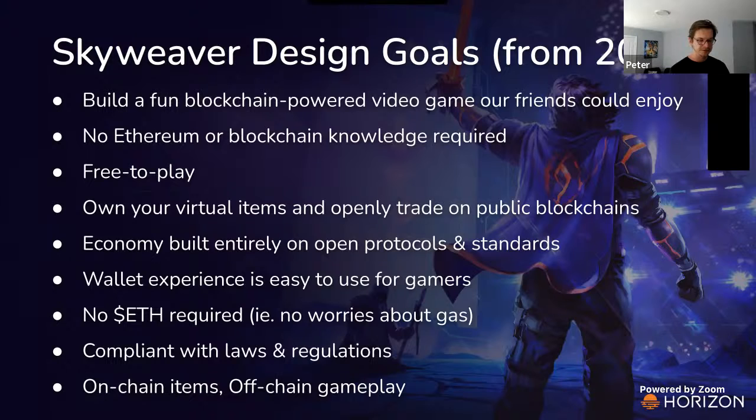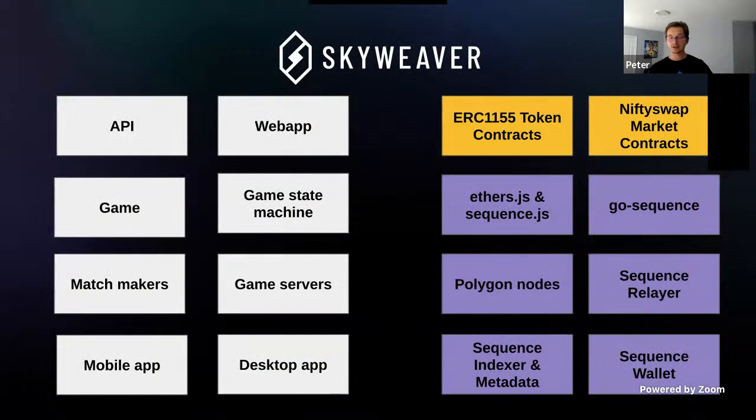And we knew the gameplay is not realistic to be on chain. Doesn't make any sense. So, off chain gameplay. I'm going to try to speed up a little bit because there's still a lot of content here. We're 12 minutes and 30 seconds in. So this is the high level macro view of the Skyweaver architecture, some of the internals. This summarizes it pretty well.